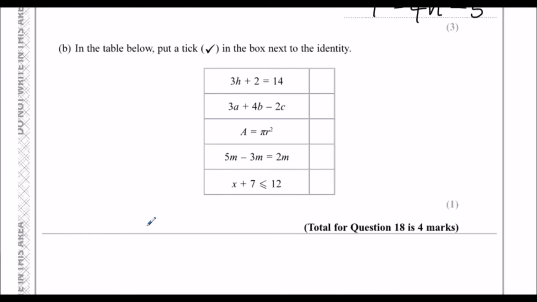Part B, in the table below, put a tick in the box next to the identity. So an identity, the left-hand side is exactly the same as the right-hand side. So the first one's an equation. The second one we've got here, we've got no equal sign, it's an expression. The area equals pi r squared is the formula. 5m minus 3m is 2m. So the left side and the right side are exactly the same. The left side can be simplified to make the right side. So that's the identity. And the last one is an inequality.